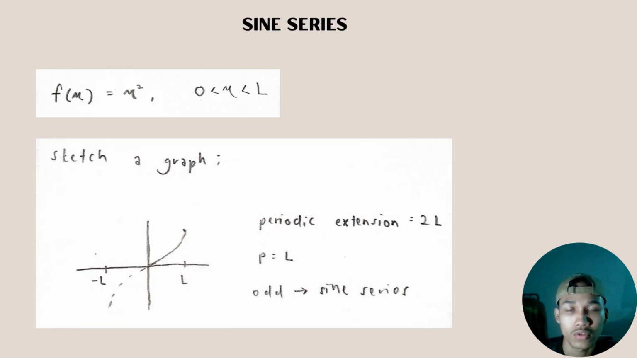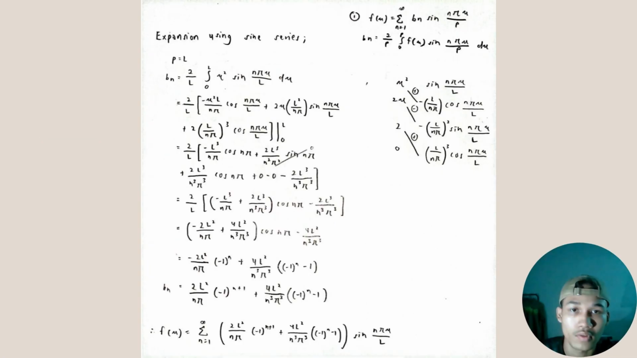For the sine series, we use the same function and the same range for x. For the graph of the sine series, we can conclude that it is an odd function. The periodic extension for it is 2L, same as the cosine series. P is also the same, which is L. But if we expand using sine series, we need to find the bn only. Then we can conclude the Fourier series.